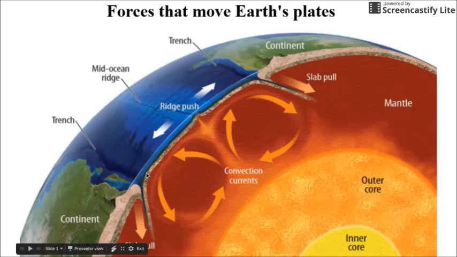A final force that's involved in moving the plates is slab pull, and that happens in a subduction zone here in a deep ocean trench. There's another one over here. The slab pull occurs because this plate at this point, the oceanic plate, is older, colder, and denser than anything else around it. And as it is being subducted, it is literally being pulled into the asthenosphere. And as it does that, it is dragging the rest of the plate with it. And it's believed that the slab pull is actually the more significant force involved in moving Earth's plates at the moment.